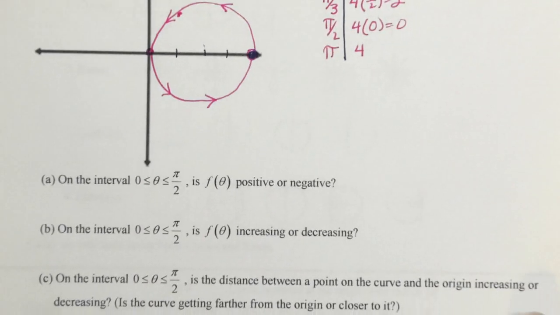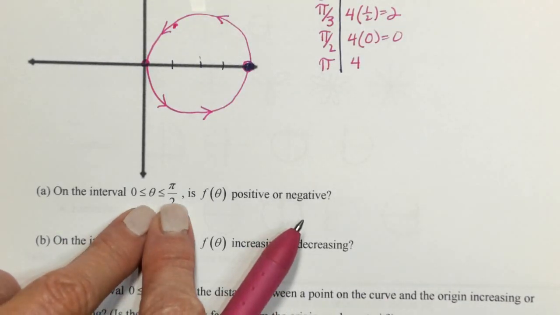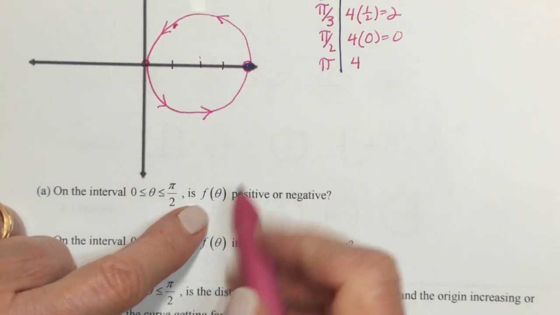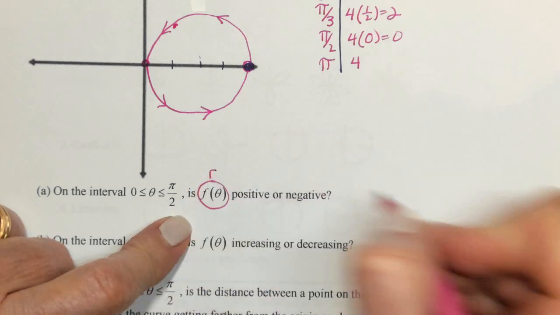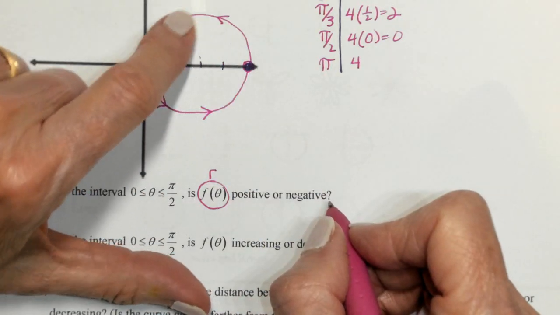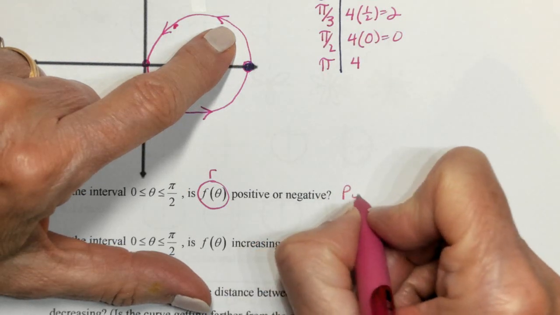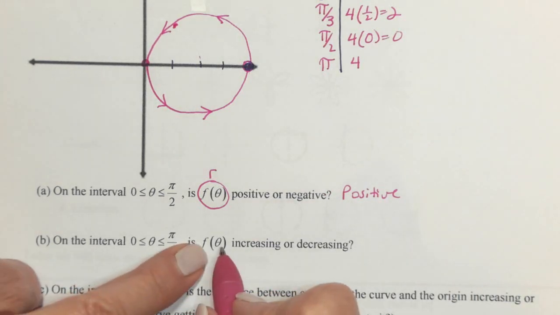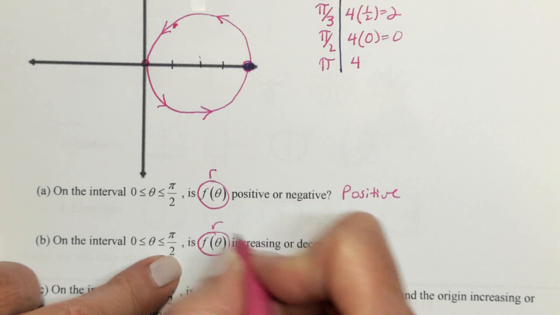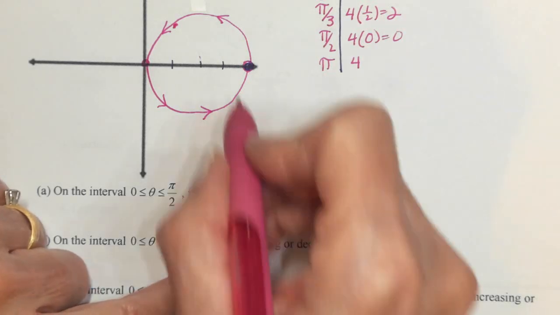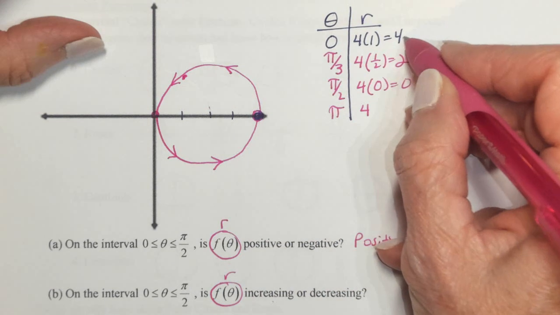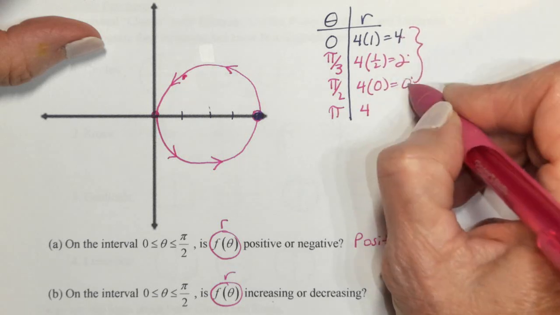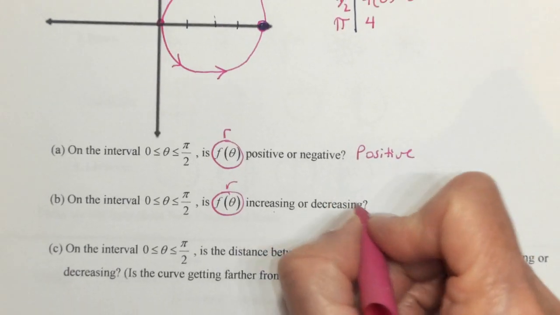Let's answer these questions. On the interval from 0 to pi over 2, when you see f of theta, think that's my r. Is r positive or negative? Well, r was positive there. On that same interval, is f, which is r, increasing or decreasing? We started at 4 and ended at 0. That means it was decreasing.